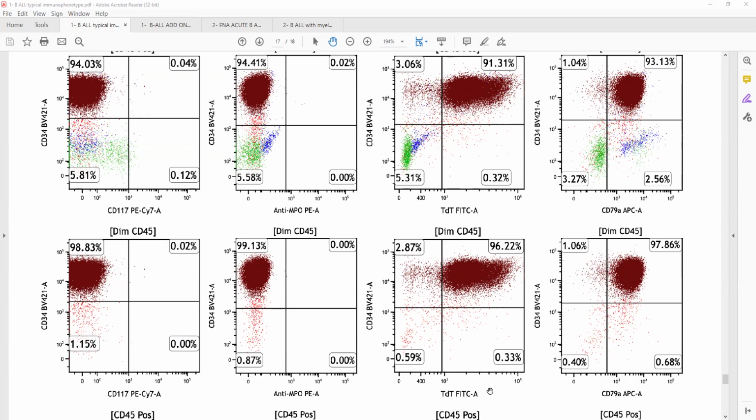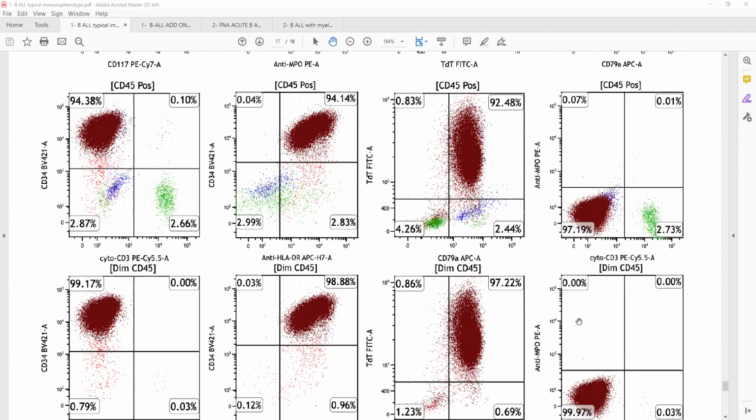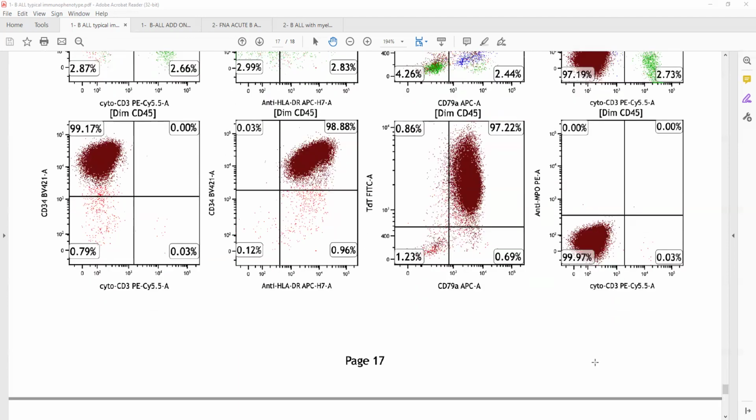TDT is positive, and we said that TDT is an immature lymphoid marker, so that supports our findings so far. CD79A is a marker of B-cell differentiation, and it's positive in this case as well. So we're definitely dealing with a B lymphoid population, or a B lymphoblastic population, and cytoplasmic CD3, which is the most specific T lymphoid marker, is negative in this case.